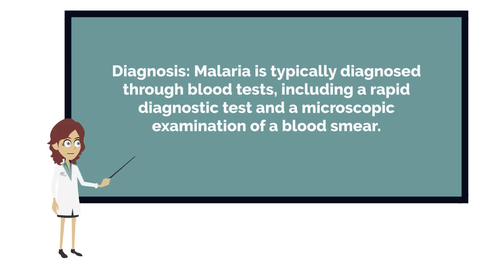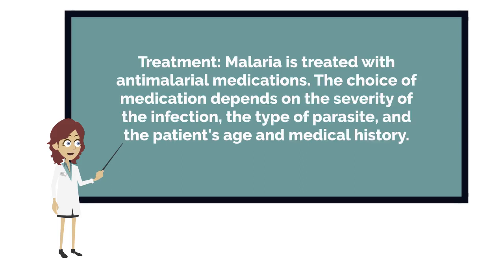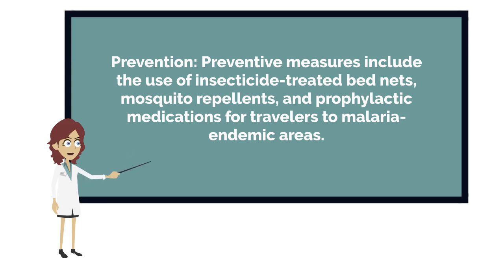Diagnosis: malaria is typically diagnosed through blood tests, including a rapid diagnostic test and a microscopic examination of a blood smear. Treatment: malaria is treated with antimalarial medications. The choice of medication depends on the severity of the infection, the type of parasite, and the patient's age and medical history.